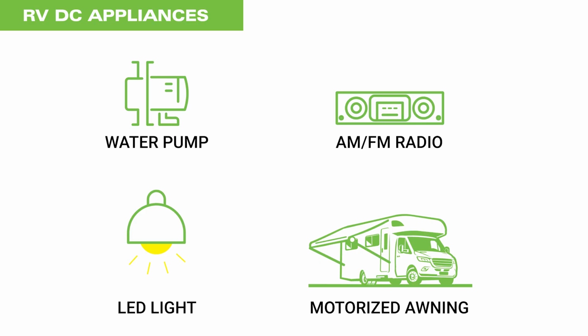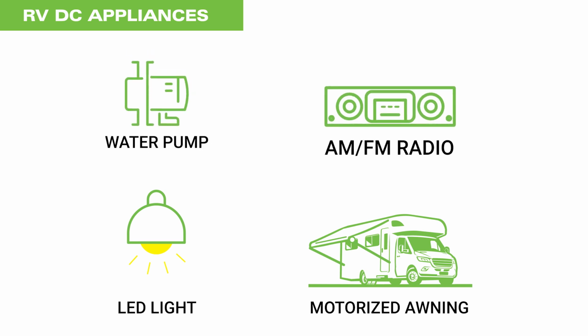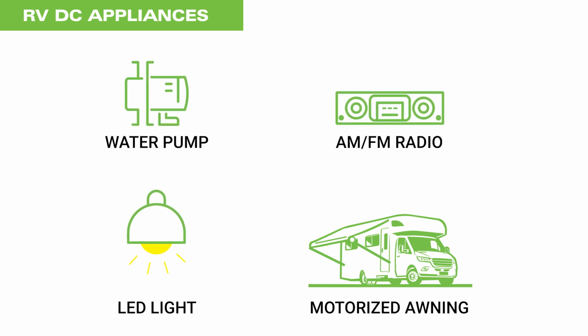The second group of appliances that I mentioned previously are DC powered. For example, some typical DC devices are a water pump, AM/FM radio, LED lighting, or a motorized awning. These units derive their power needs from the DC output of your onboard battery bank system.